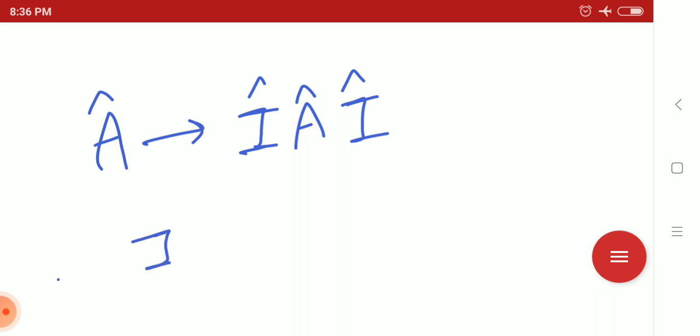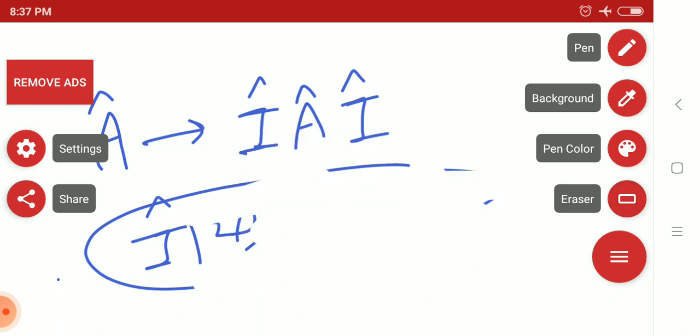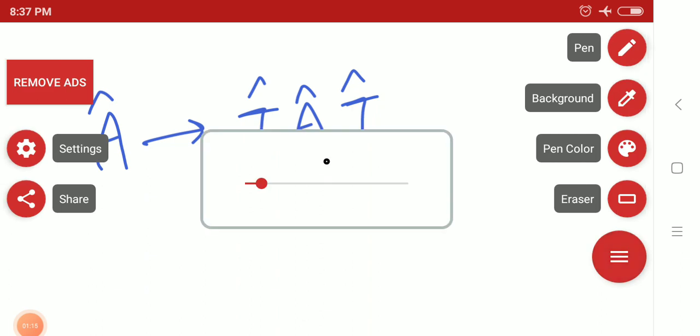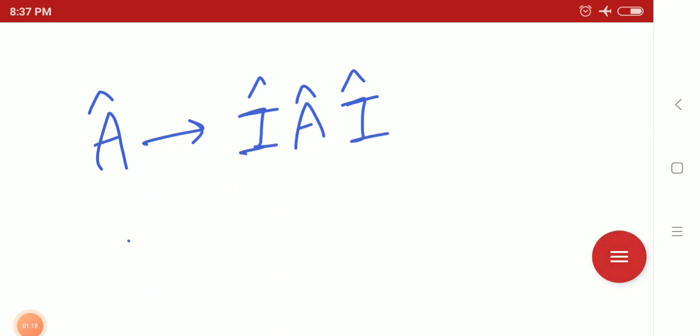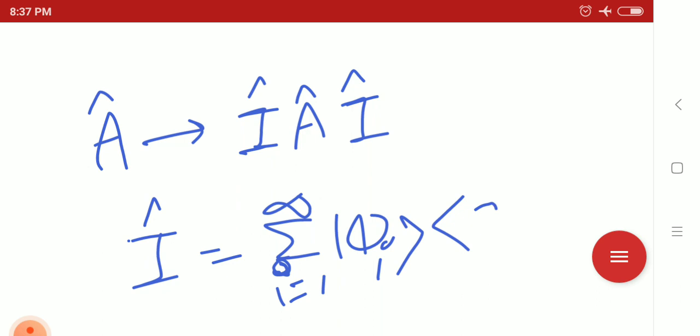Identity operator means, suppose you are operating the identity operator on a state ket psi, it will produce ket psi itself. That is an identity operator. So we can write operator A with an identity operator, that is I. Now the identity operator can be written as the summation over i equals 1 to infinity, ket phi i bra phi i.